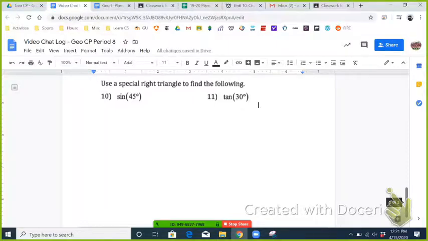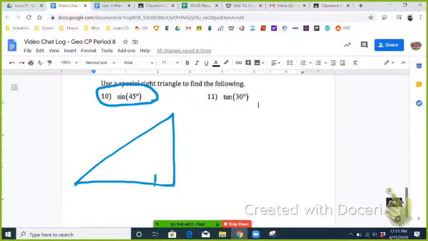Alright, in 10 and 11 here, it says to use a special right triangle to find the following. So let's start off and find 10. Whenever we do sine, cosine, or tangent, it's always got to be in a right triangle. So I'll draw a right triangle here.